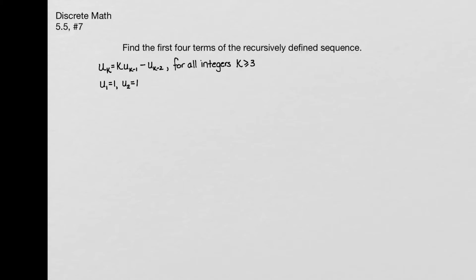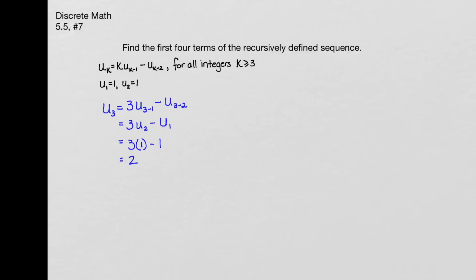I already have u sub 1 and u sub 2. I'm going to find u sub 3, and k is equal to 3 because it's u sub 3. So we have 3 times u sub 3 minus 1 minus u sub 3 minus 2. Okay, so this is equal to 3 times u sub 2 minus u sub 1. And u sub 2 is equal to 1. U sub 1 is equal to 1. They don't have to be equal to each other, they just happen to be in this particular problem. And then we get 2 for u sub 3.